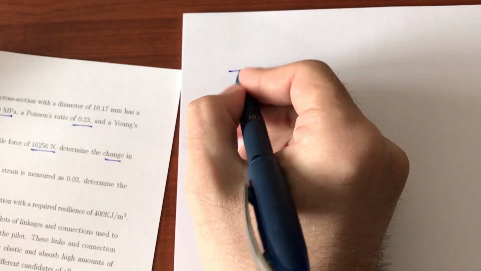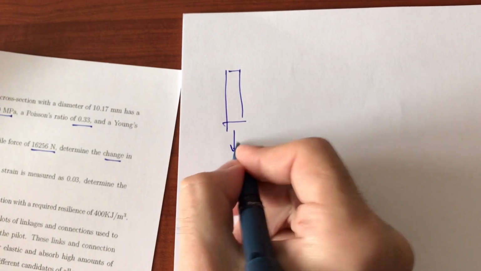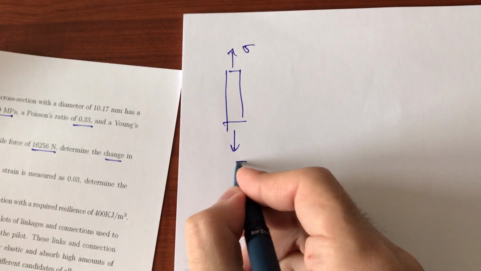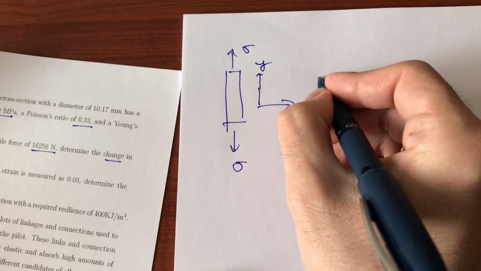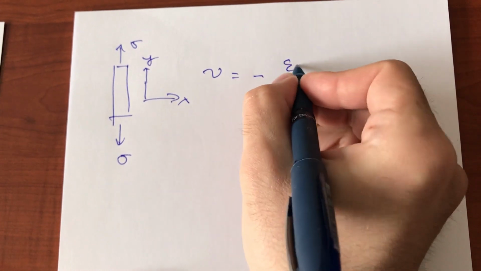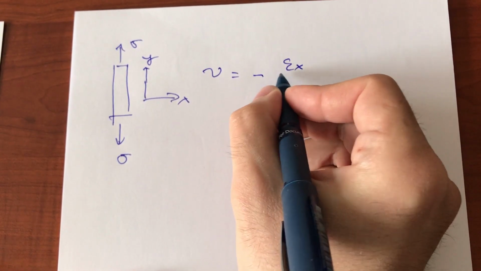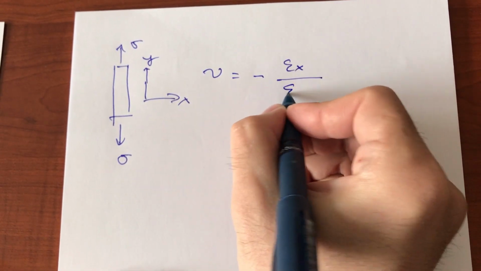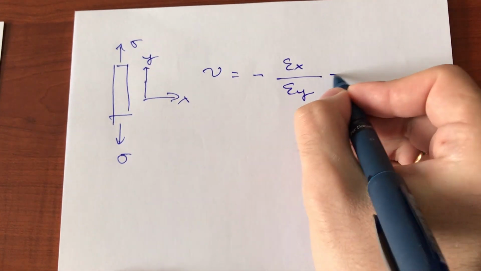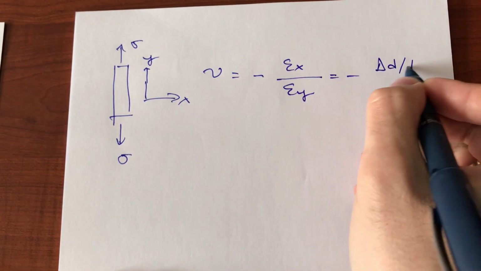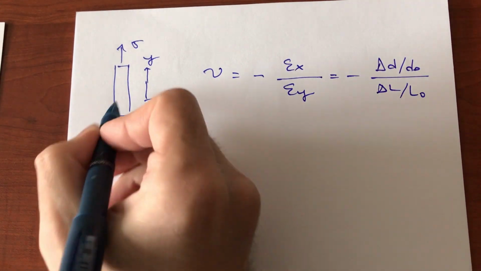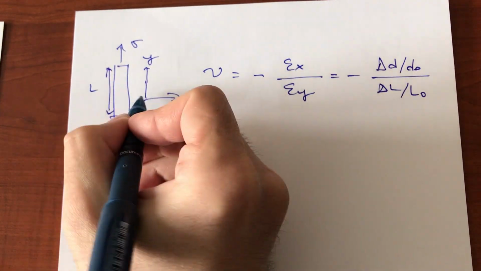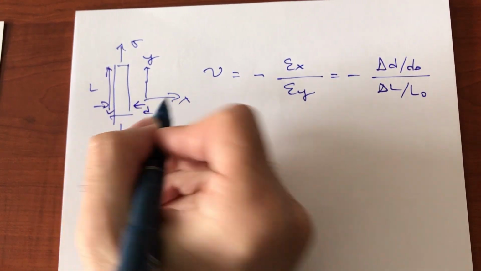So if we again draw our uniaxial tension setup with our coordinates, Poisson's ratio is defined as negative of strain in x direction or lateral strain to longitudinal strain, and this is going to be delta D over D0 over delta L over L0. This is the length and this is the diameter.